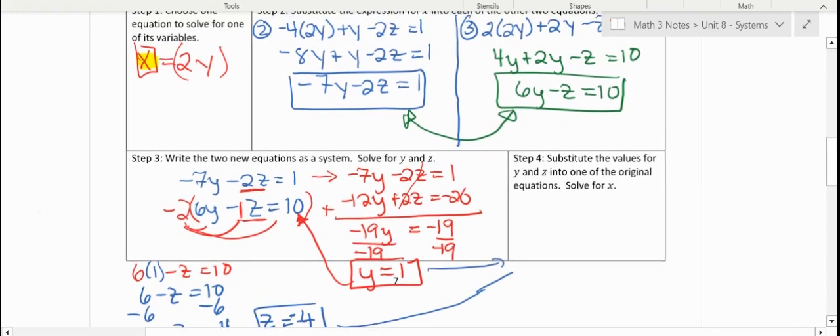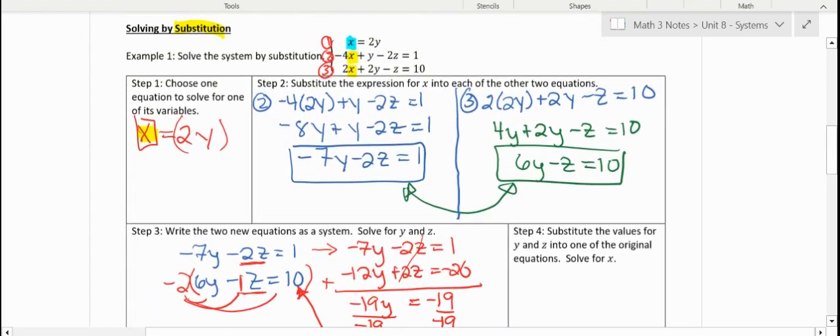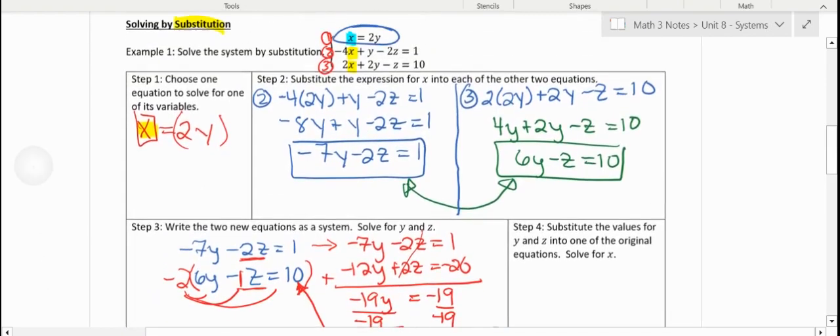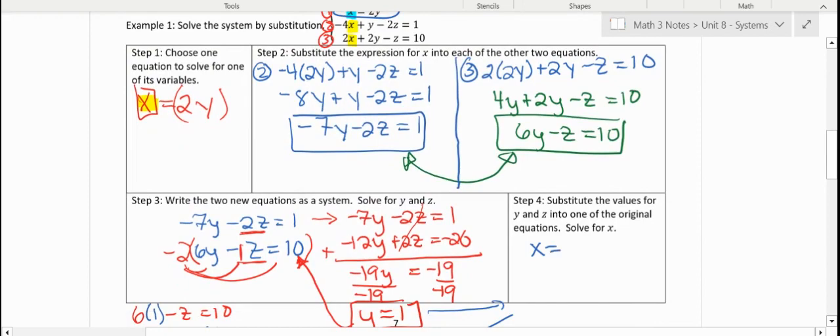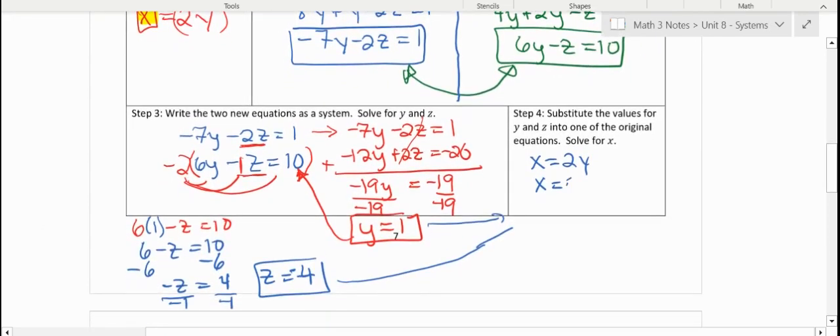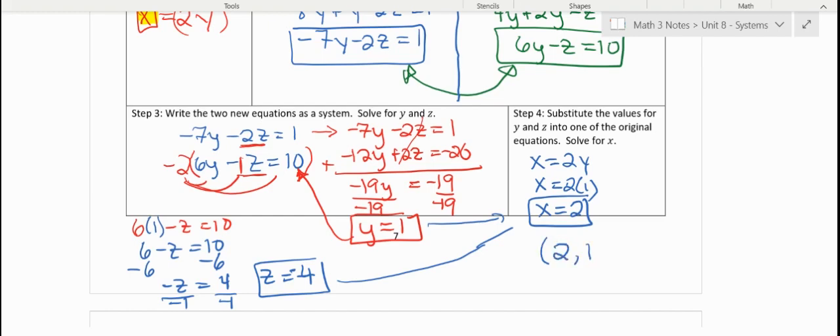So x, if I go back to my original problem, this one's probably the easiest one to solve for x. I had x is equal to 2y. So I just found y is 1. So 2 times 1 is 2. And that would be my answer. So if I write it as a coordinate point, I would write 2, 1, negative 4, because it goes in the form of x, y, z. And that would be it.